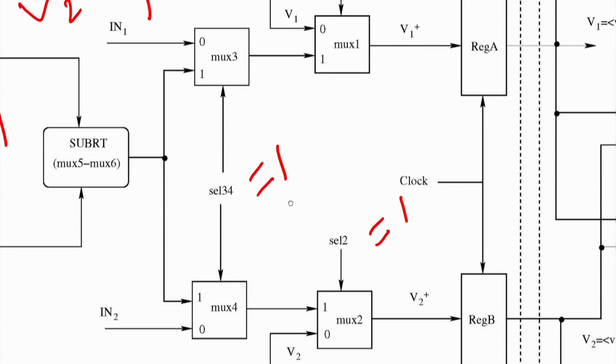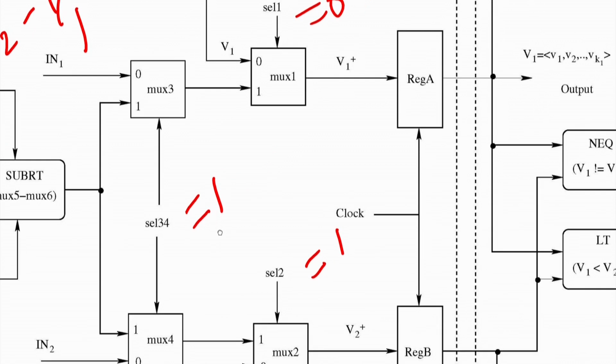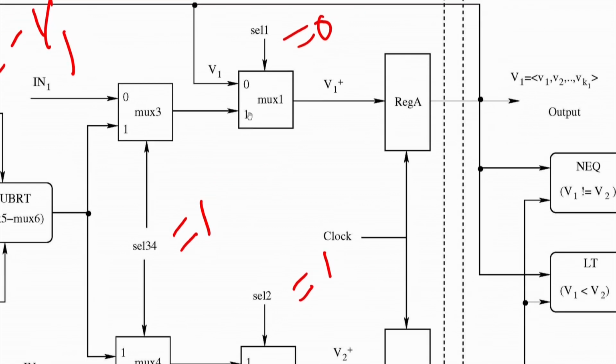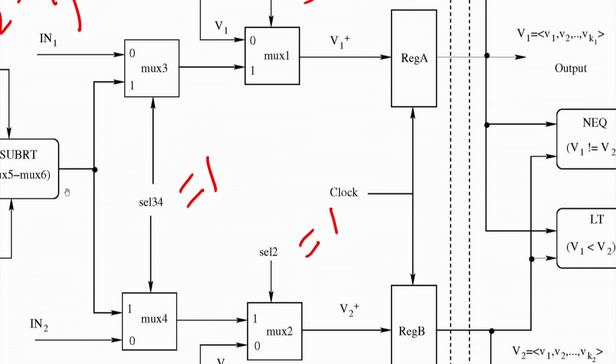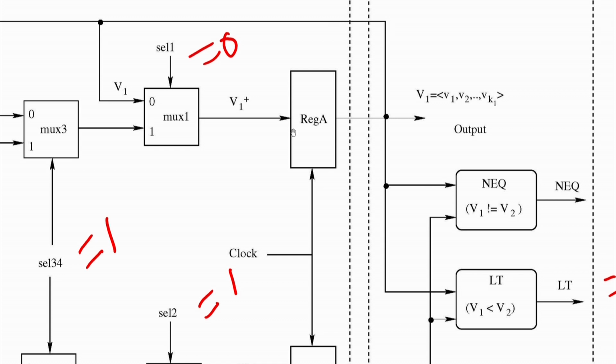Basically from both these multiplexers, 3 and 4, I am sending the value of V2 minus V1. So the output of mux 3 and mux 4 both now have the value of V2 minus V1. Now you see register A, that is equal to V1, should remain constant. Why should it remain constant? Because I am doing V2 minus V1, so V1 should be retained. So I am making select 1 equal to 0.